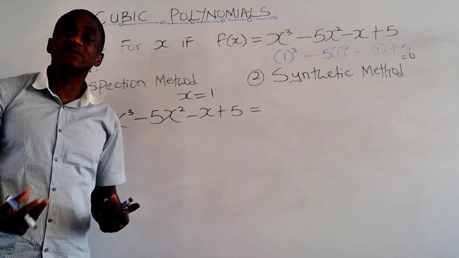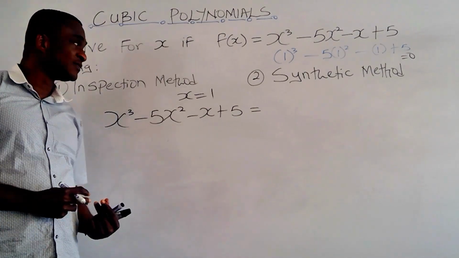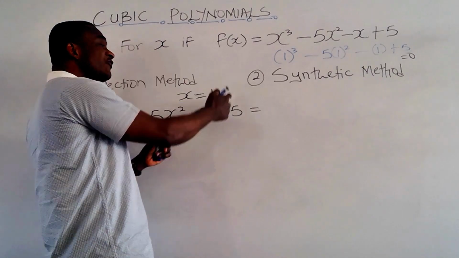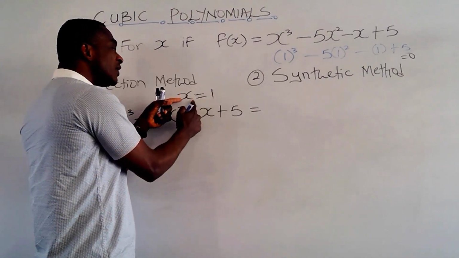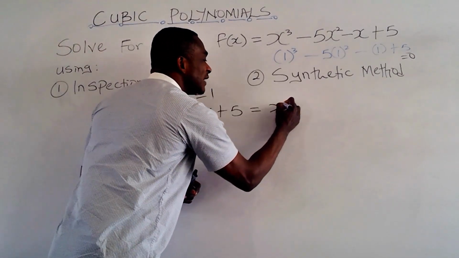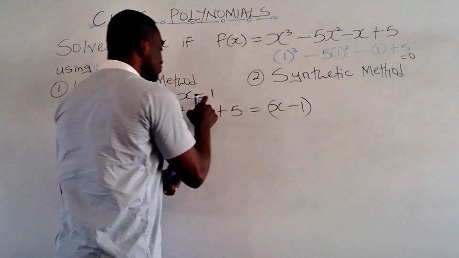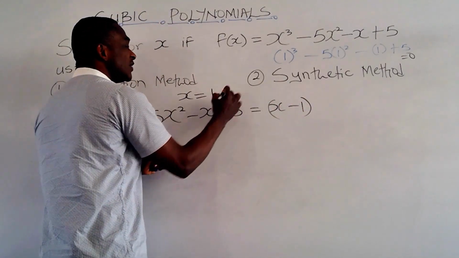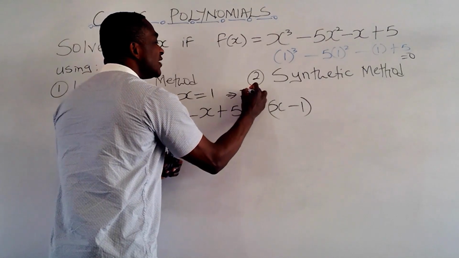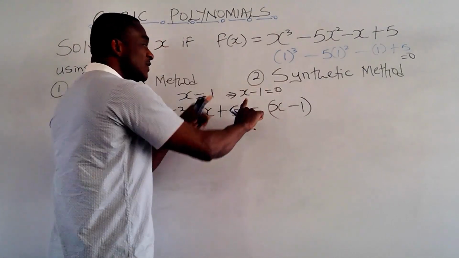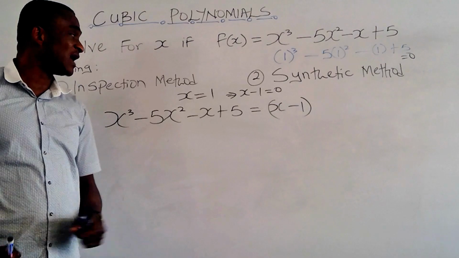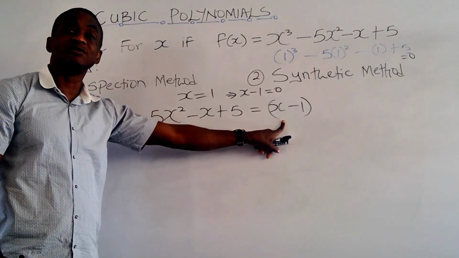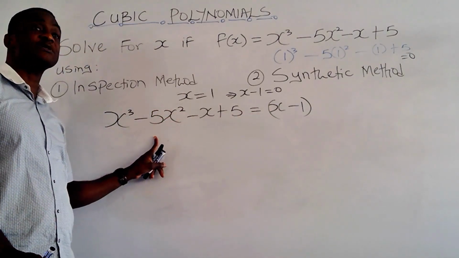But how do we represent it as a linear function? So this is x equals 1. If we equate this to 0, it will become x minus 1, because x minus 1 is 0. This is where we came from. x minus 1 is 0, and then x becomes 1. So this is a linear function that we can get out from this.